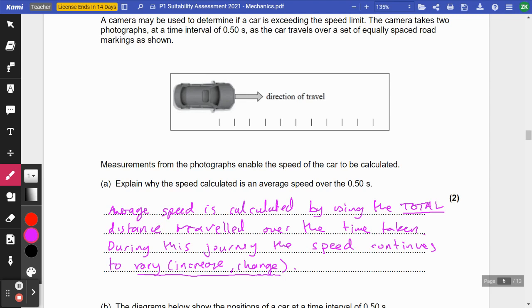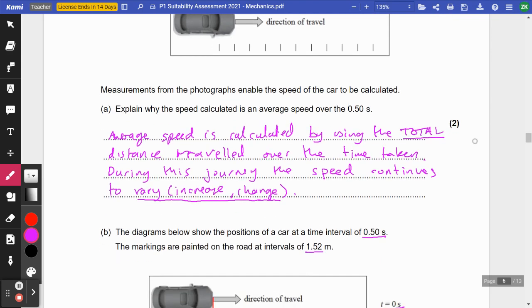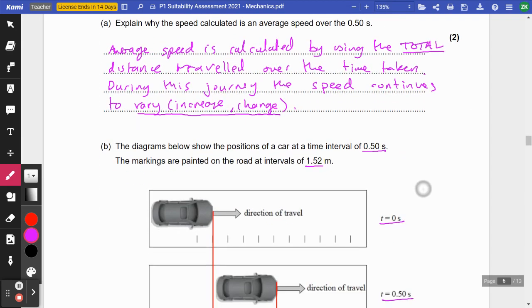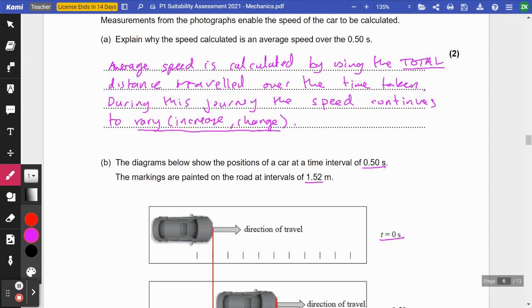Because we've done that, we've got an average speed, and the average speed indicates that the car could be moving at a range of different speeds from one point to the next. So increasing speed or even decreasing speed. So these were required: total distance divided by time. So an indication of how you would calculate average speed. As soon as you would have done that, you would have written down the formula. Don't just write distance traveled. Remember, average speed is the total distance traveled, and the word average indicates that the speed is changing.